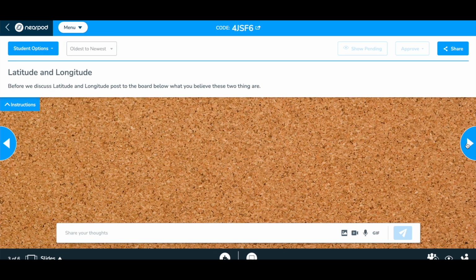Just simply before we're discussing latitude and longitude, I want you to post below what you believe these two things are. So just right here and share your thoughts. Give me your quick definition of what you think they are. Even if you're not sure, I want you to put something in, and then we're going to check your answers here in a moment when we go over the key terms.